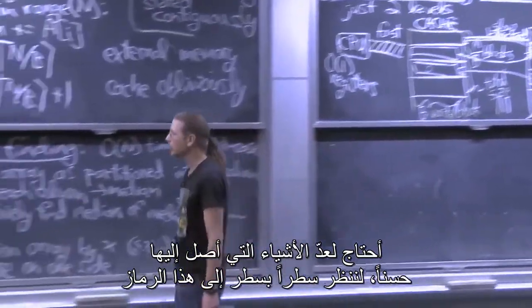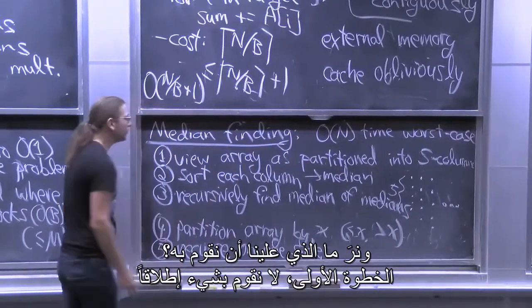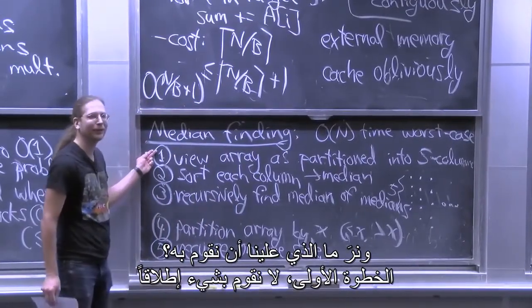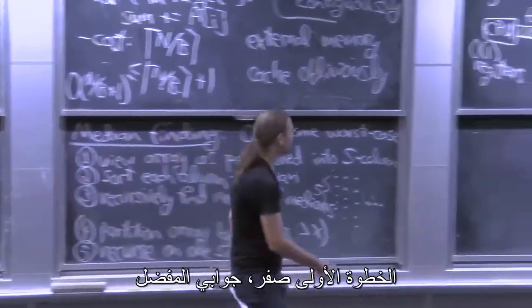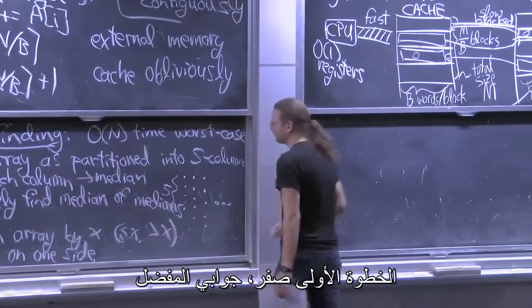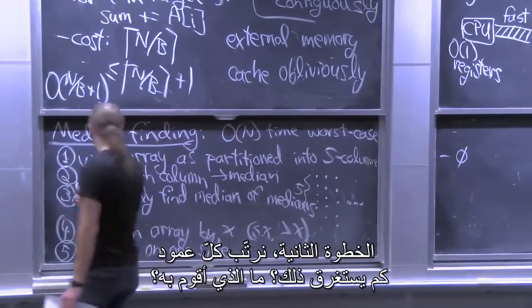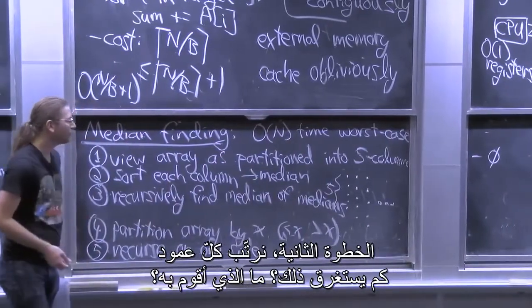I need to count how many things I access. Well, let's just look line by line at this code and see what we do. Step 1, we do absolutely nothing. This is a conceptual picture, so 0 cost. Great. Step 1, 0. My favorite answer. Step 2, we sort each column. How long does this take?